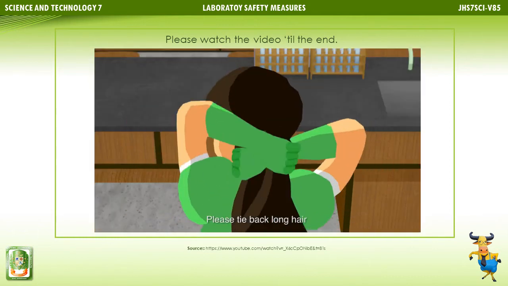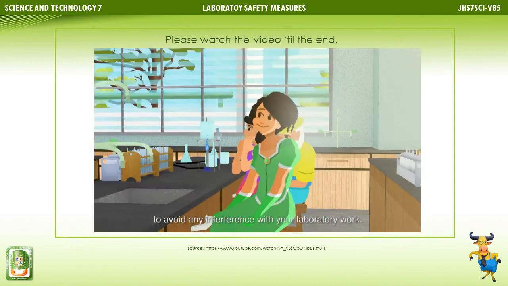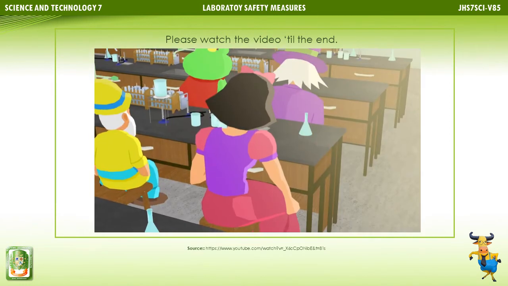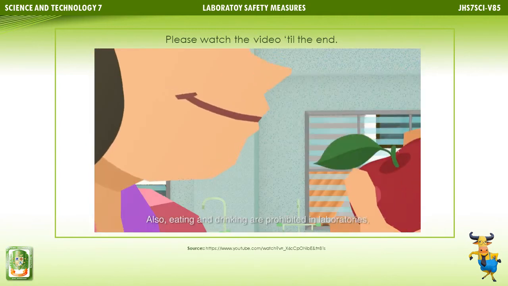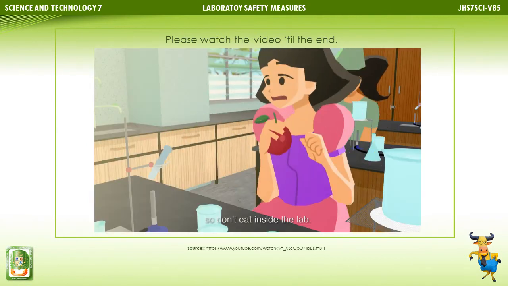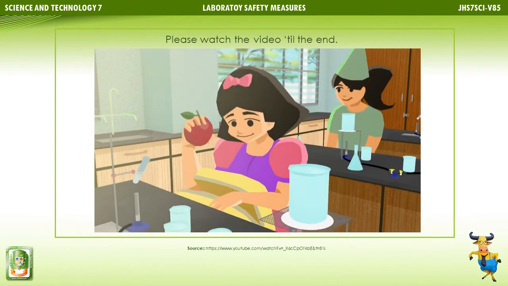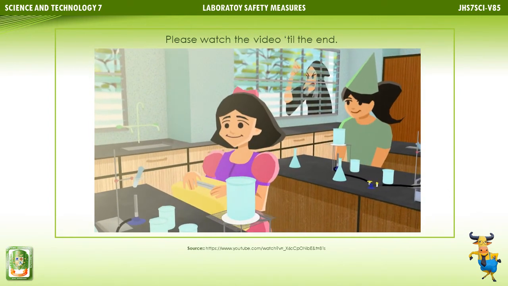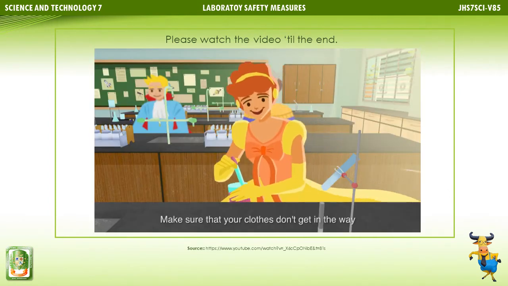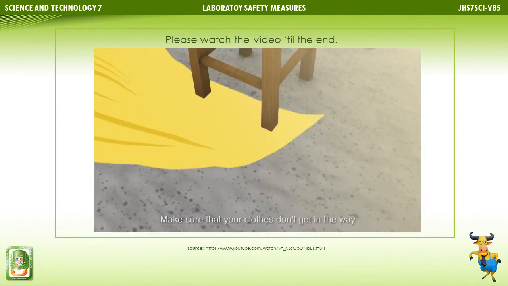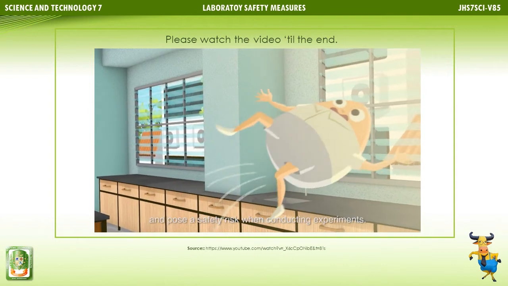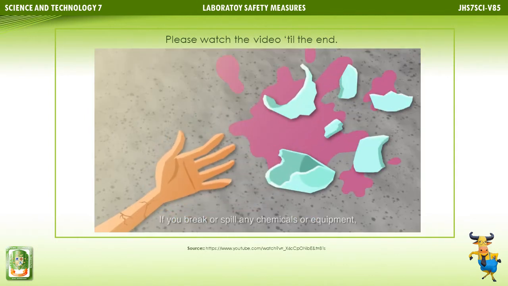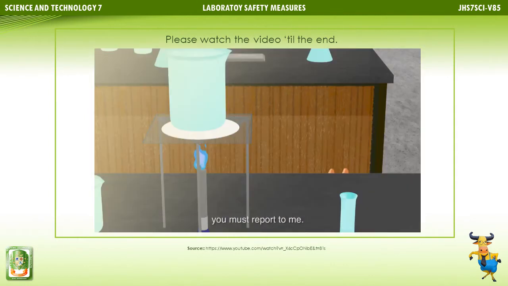Please tie back long hair to avoid any interference with your laboratory work. Also, eating and drinking are prohibited in laboratories, so don't eat inside the lab. Make sure that your clothes don't get in the way and pose a safety risk when conducting experiments. If you break or spill any chemicals or equipment, you must report to me.